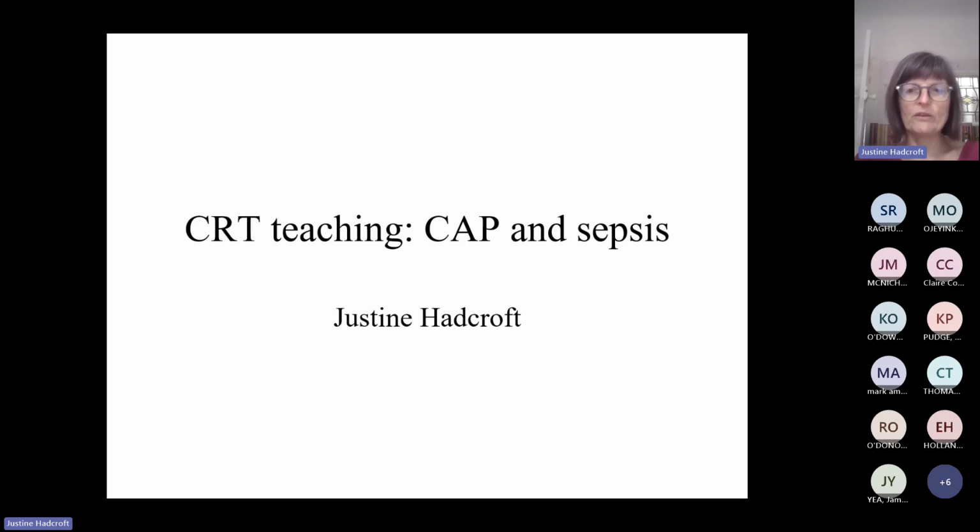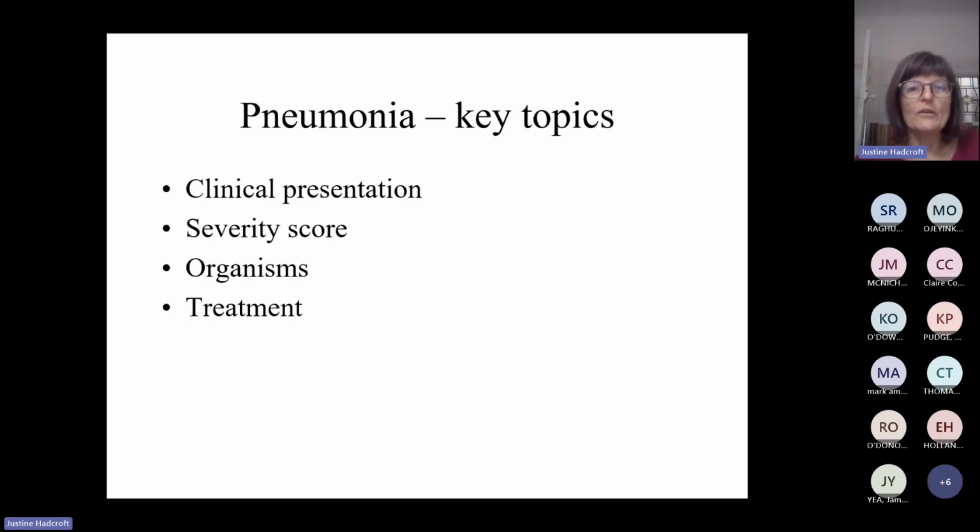So the Liverpool Community Respiratory Team currently just manages COPD exacerbations, but we will be moving into pneumonia and other areas as part of the respiratory virtual ward. So what I'm going to talk about is clinical presentation. So how to recognise pneumonia. So how do patients with pneumonia present? Very similar really to how patients with exacerbations of COPD present.